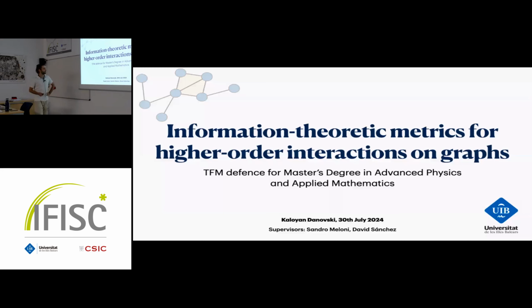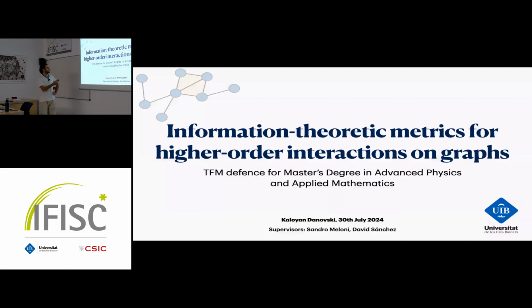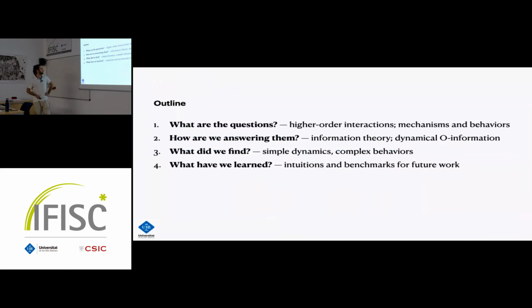Just a quick outline of what we're going to talk about today. Of course, we'll unpack this title as we go along, which is very vague as it has to be. But first, we're going to talk about the questions that we wanted to answer as we started this research. Those questions are mostly related to higher order interactions and the distinction between higher order mechanisms and behaviors. I'm going to talk about how we answer those questions using some tools from information theory, mostly this dynamical information metric, and then discuss what we found and how we found some very interesting behaviors, even in very simple examples. And at the end, I will summarize the main product of our work, which is a set of intuitions and benchmarks that we can take for future work.